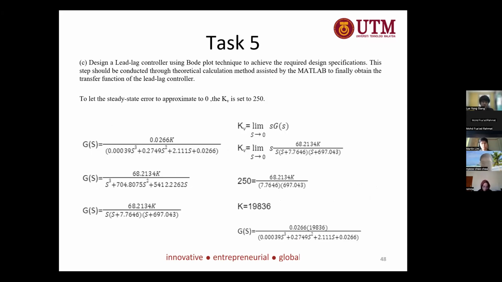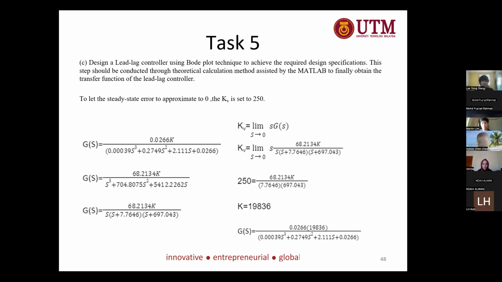First we had to set the Kv in order to determine our steady state error. In order to let our steady state error approximate to 0, we set our Kv equal to 250. So the steady state error will be 0.004, which is very close to 0. After that, we calculate the K by solving the limitations. We let s equal to 0 and let Kv equal to 250. Then we get K is 19836.